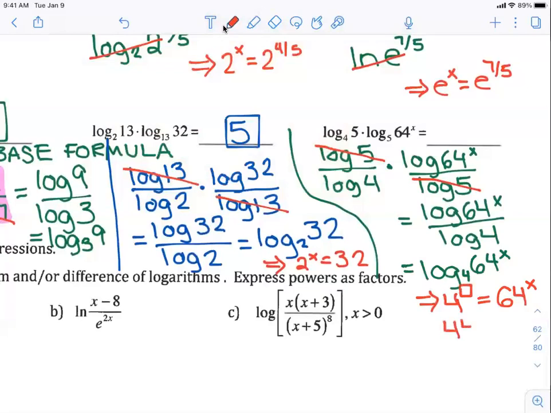Well, I know 64 is the same thing as saying 4 cubed. So that means that box has to be equal to 3x.